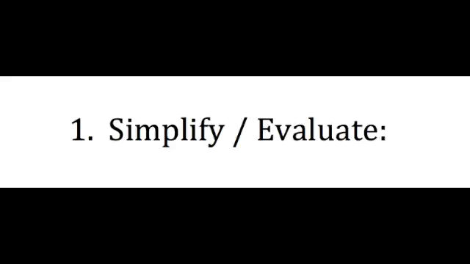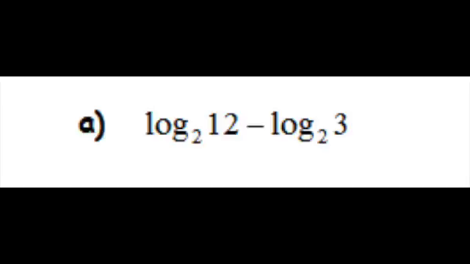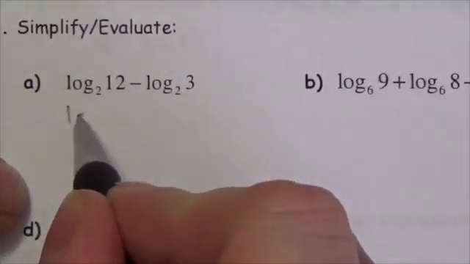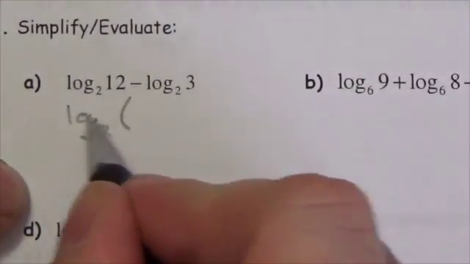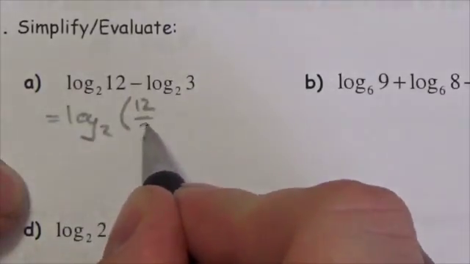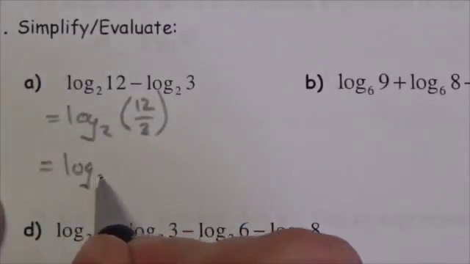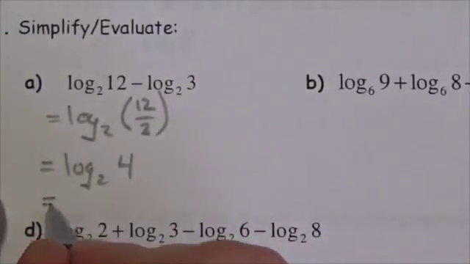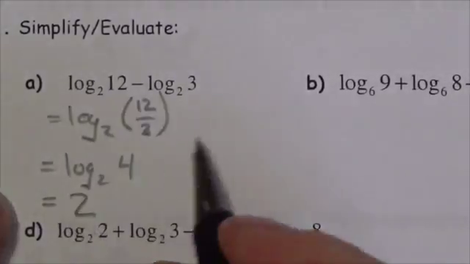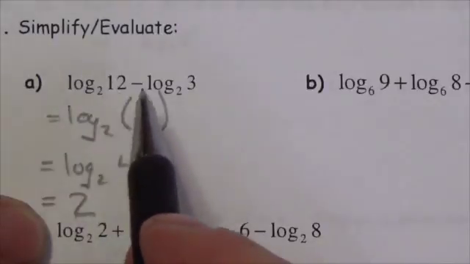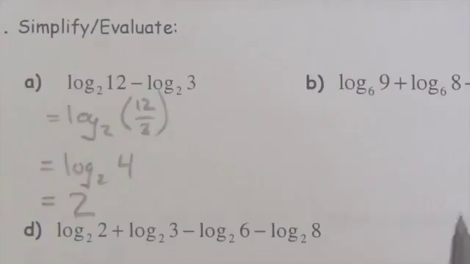Simplify and evaluate the following. The log base 2 of 12 minus the log base 2 of 3. In this case, that subtraction between the two logarithms is going to become division. So this is equivalent to 12 divided by 3. We know that 12 divided by 3 is just 4, and the log base 2 of 4 is going to be 2, because 2 squared is equal to 4. And so there we go. Log base 2 of 12 minus the log base 2 of 3 is equal to 2.